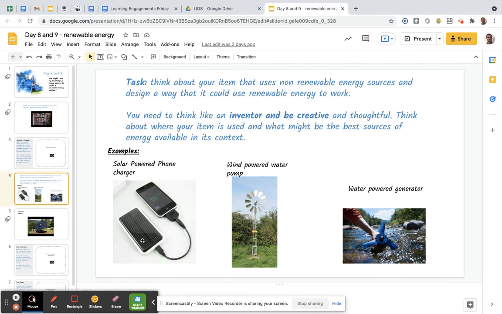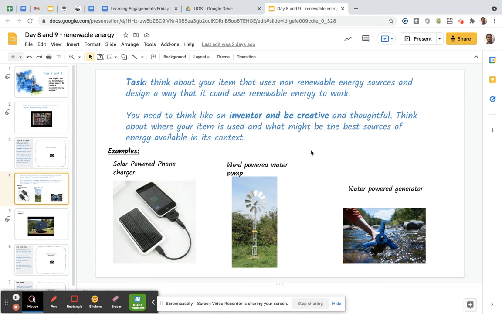But with a solar powered phone charger, there was a problem. Somebody said, look, I have no phone charge if I'm outside, and maybe if I'm out camping or something like that. This is a problem, and I would like a renewable way to charge my phone. And someone came up with that solution. Okay, and here are some other examples here.